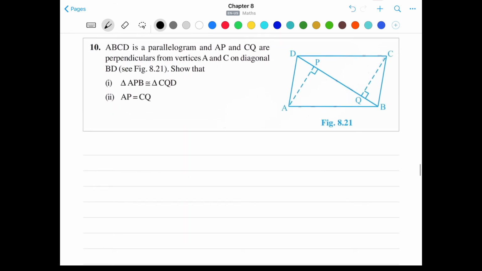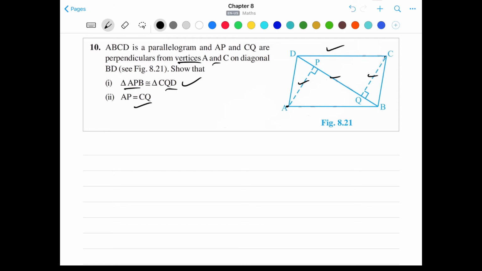Now moving to the next question, number 10: ABCD is a parallelogram, and AP and CQ are the perpendiculars from the vertices A and C on the diagonal BD. You have to prove that the two triangles APB and CQD are congruent, and then AP equals CQ. This is very simple. Here we have this parallelogram ABCD in which AP and CQ are the two perpendiculars from the vertices A and C to the diagonal BD, and we have to prove that AP and CQ are equal.